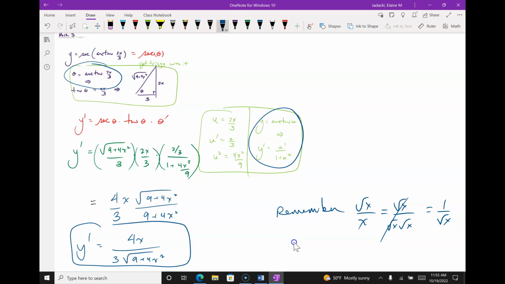So 2x over 3 all squared is 4x squared over 9. So that's 1 plus u squared there. No, I find u prime, I find u squared.